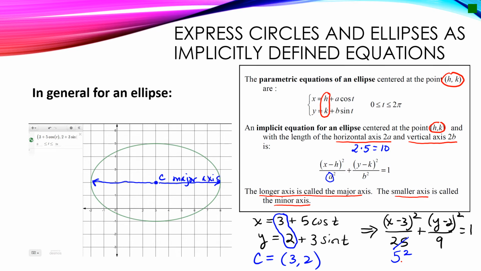Now, for the vertical, from the center we go up 1, 2, and 3, and we go down 1, 2, and 3. And that's because the number in the denominator is 9, which comes from 3 squared. The vertical axis has a length of 2b, and my b value is the number that I square. In my case, that's 3. And 2 times 3 is equal to 6. And sure enough, my minor axis, or my vertical axis, has a length of 6.